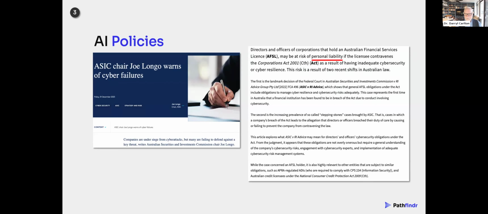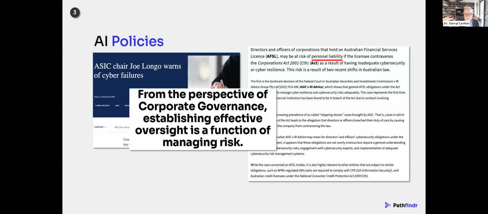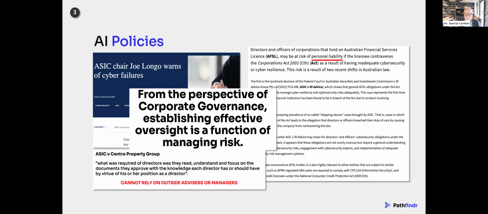ASIC has taken various organizations to court over cybersecurity breaches and has stated very clearly, from the perspective of corporate governance, establishing effective oversight is a function of managing risk. And these policies are about establishing effective oversight. ASIC took Centro Property Group to court, and the federal court ruled that directors must make themselves informed. They cannot rely on outside advisors and managers. They need to know what's going on in their organizations.